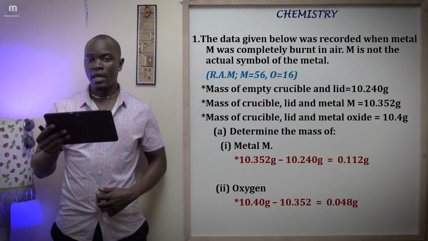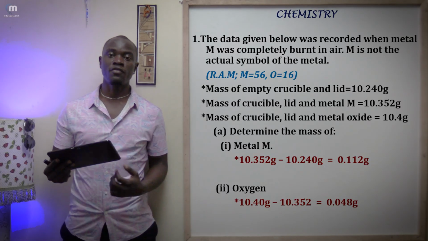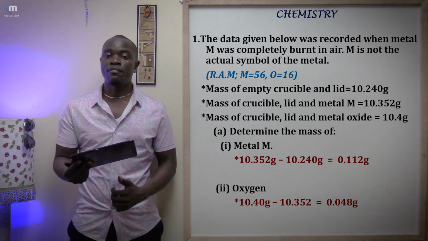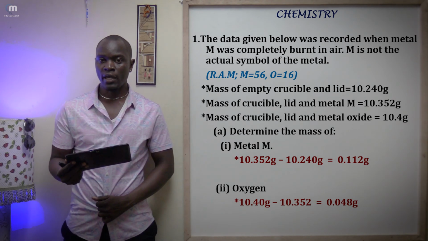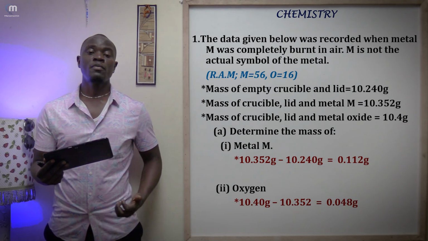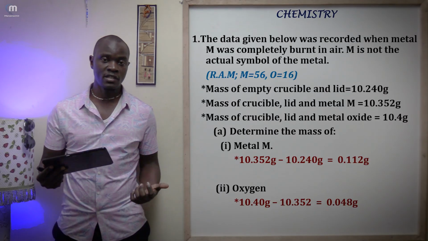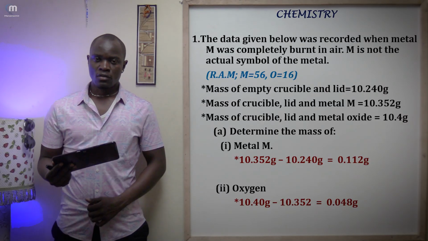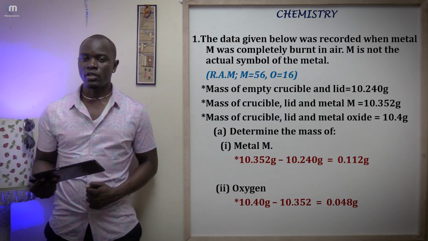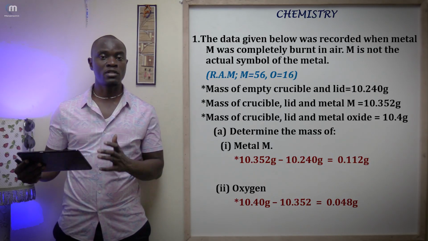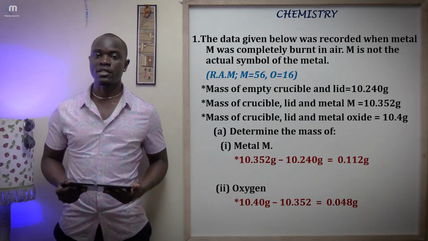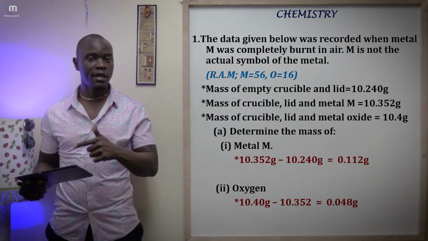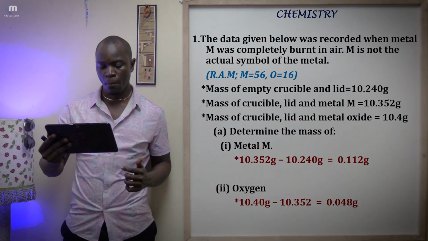Then you are told that M is not the actual symbol of this metal. After that, we have been given the relative atomic mass of metal M, which is 56, and for oxygen it is 16. The other thing you should note about this question is that M is not the actual symbol. They are just using M as an arbitrary letter to represent an element which is found in the periodic table.